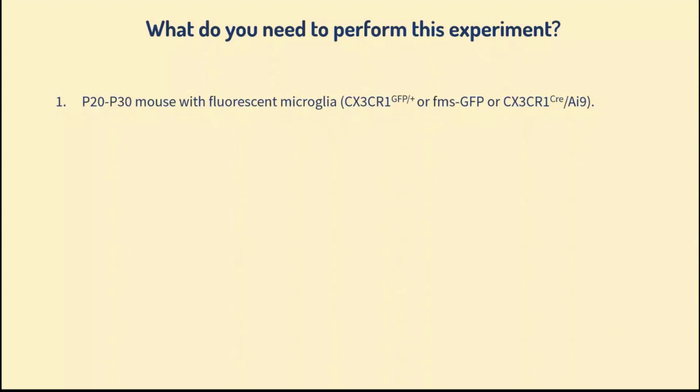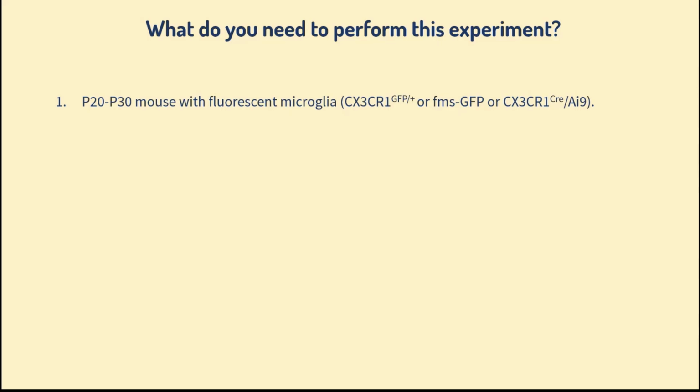So you will need a mouse with fluorescent microglia. In this case, we'll do experiments like the one we do in the lab: ex vivo imaging of microglia motility. We do it with older mice, but with P20, P30 it is easier because you don't have much myelin yet, so the slices survive much better.